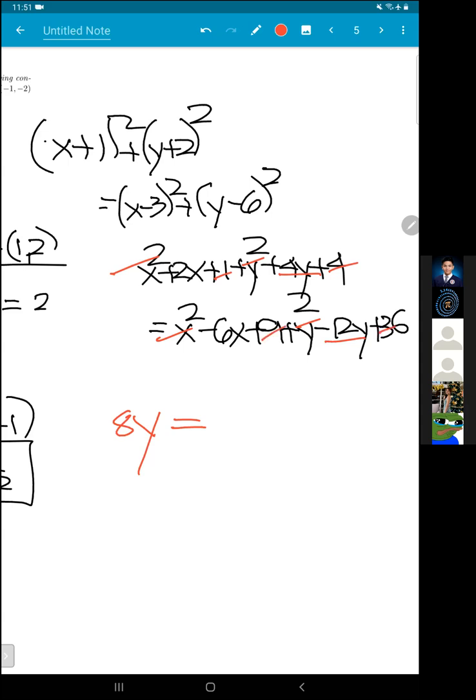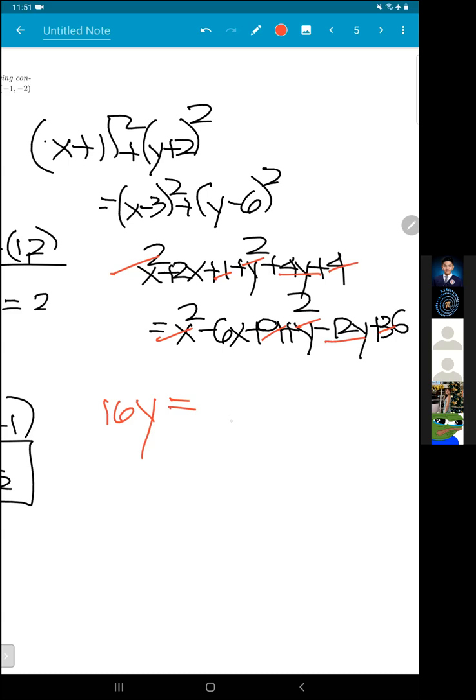36 and 94. Sir, to clarify lang po, di ba po yung itatranspose? Hello? Yes, yes. Yes, sir. Itatranspose po yung -12y to left 2, di ba? So wouldn't it be +12? Yes. Oh, doon ako nagkamali kanina. Thank you. Old age.